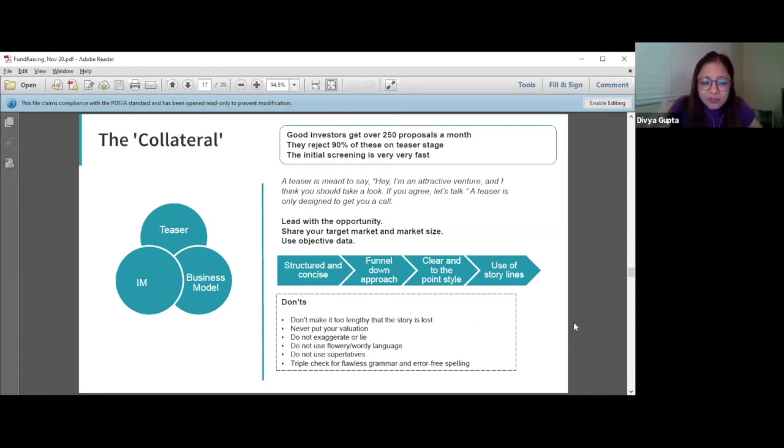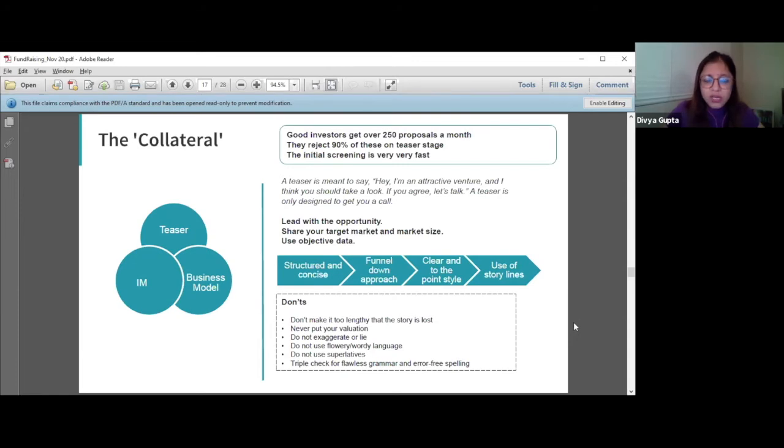So a teaser should be extremely crisp. It should be extremely clear. The story that you're sharing should be very, very easy to understand. And the aim of the teaser is pretty simple. It's just trying to say, hey, I am a really attractive venture, and I think you should have a look at me. If you agree, then let's talk. So the purpose of a teaser is to get that one phone call, and then you can take the show forward. So keep that in mind.